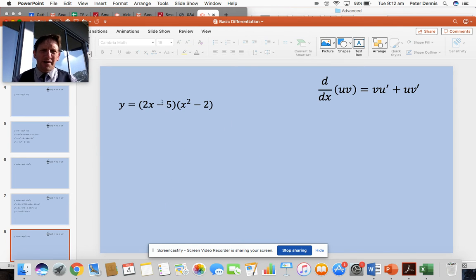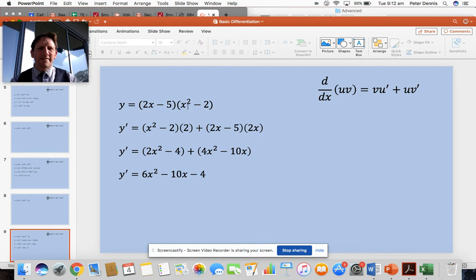We've got the product rule again, this function of x multiplied by this function of x. So it's the product rule. So here it is over here. You're going to get the second bracket times the derivative of the first, which is 2, plus the first bracket times the derivative of the second, which is x squared. So let's see how that looks. And that's exactly what we've got.